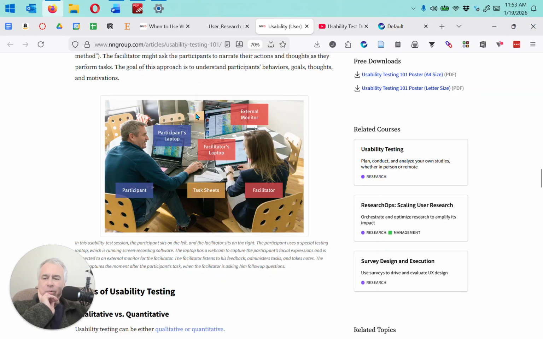Here it's showing you just what the setup would look like. You've got the participant working on the laptop. The facilitator has their own laptop. You've got maybe an external monitor that other people can watch, but you're recording what's going on as the participant engages with the laptop. And then at some point, they're going to try to fix all the holes in these chairs because that's kind of distracting.